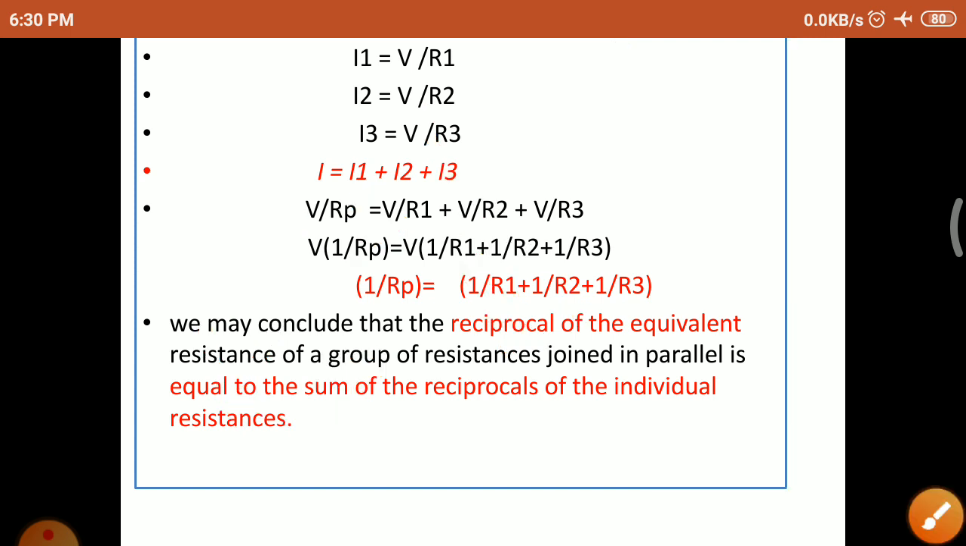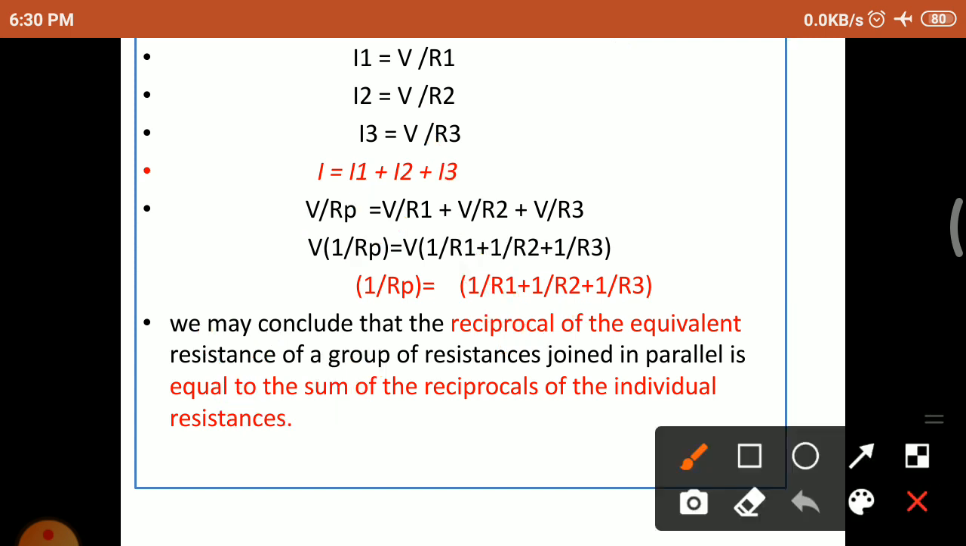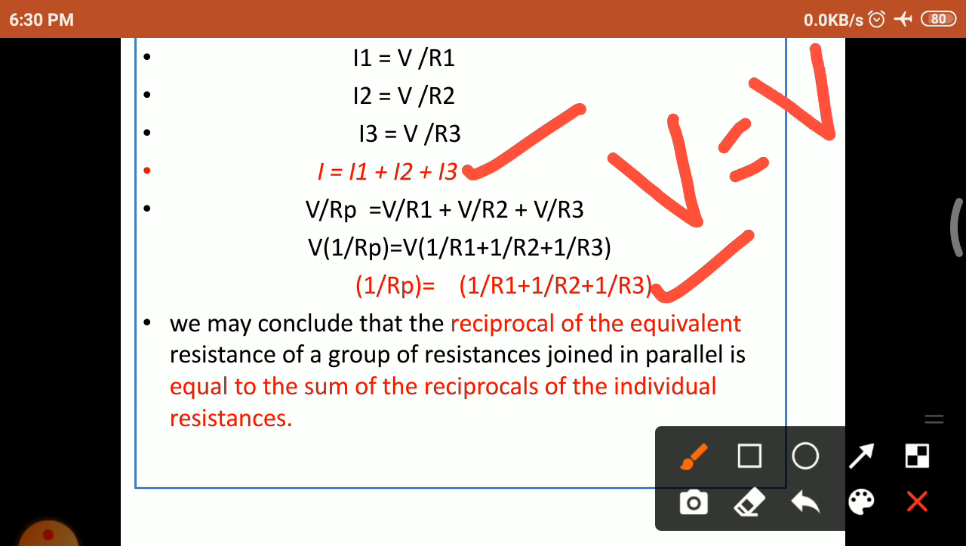So in parallel combination, we have learned three equations. One is I equal to I1 plus I2 plus I3. The next one, 1 by Rp equal to 1 by R1 plus 1 by R2 plus 1 by R3. The third equation, V equal to V.